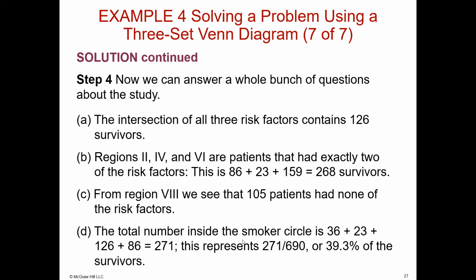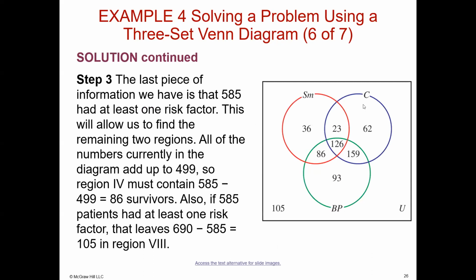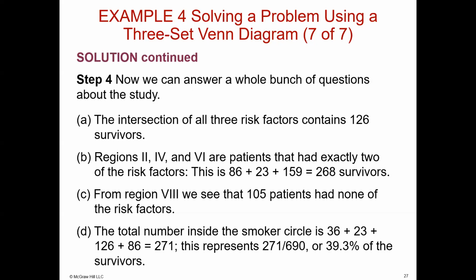Yeah, total number inside the smoker circle. Okay, so what percent of our smokers survived? Do you agree we'd have to add 36 plus 86 plus 126 plus 23? Agree. Yep. And we would divide that sum by what? The total number of people investigated, which is what, 690, I believe? Yep. So that's what we'd have to do.